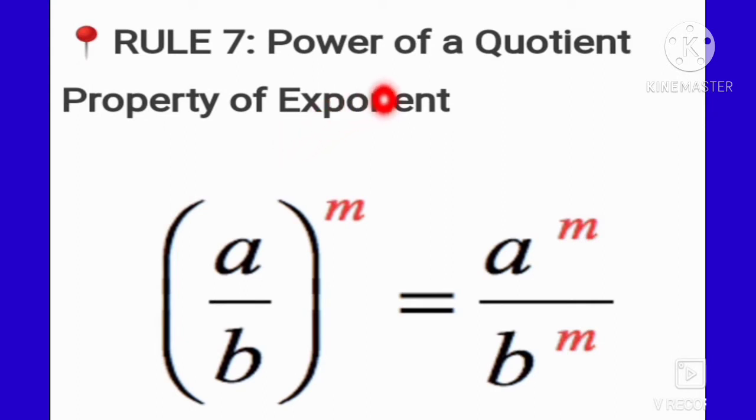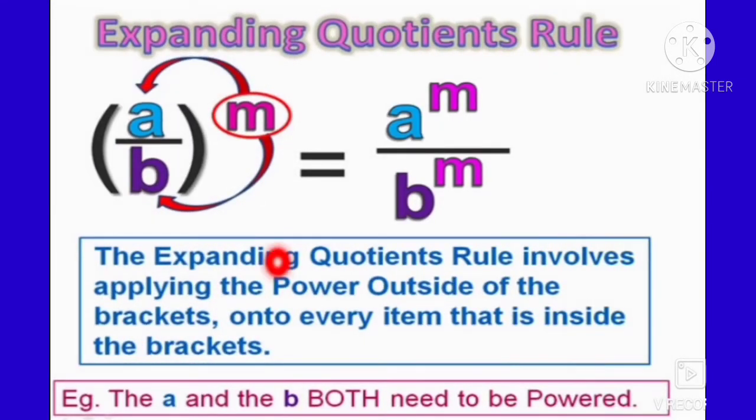Rule 7. Power of a quotient property of exponent. So here a by b the whole to the power of m can be written as a to the power of m divided by b to the power of m. That is, the expanding quotients rule involves applying the power outside of the brackets onto every item that is inside the brackets.